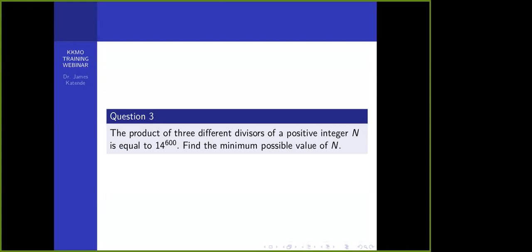So here we move to some number theory. Maybe this one might have a little more activity. So question number 3 says the following: the product of 3 different divisors of a positive integer n is equal to 14 raised to 600. Our task is to find the smallest possible value of n.